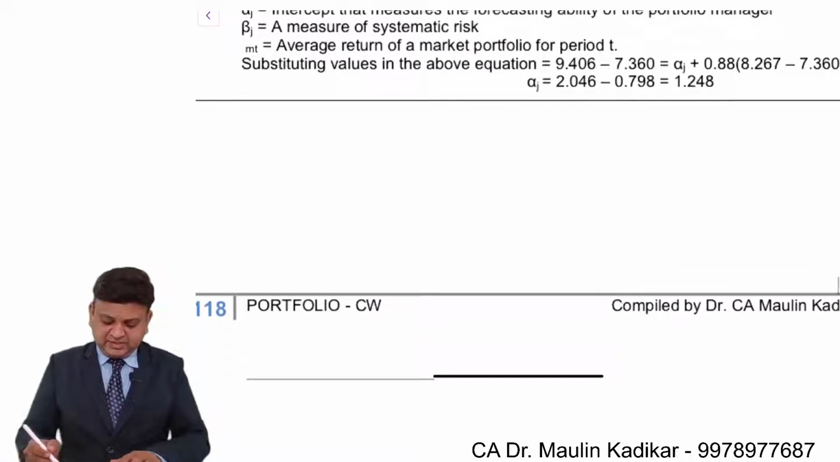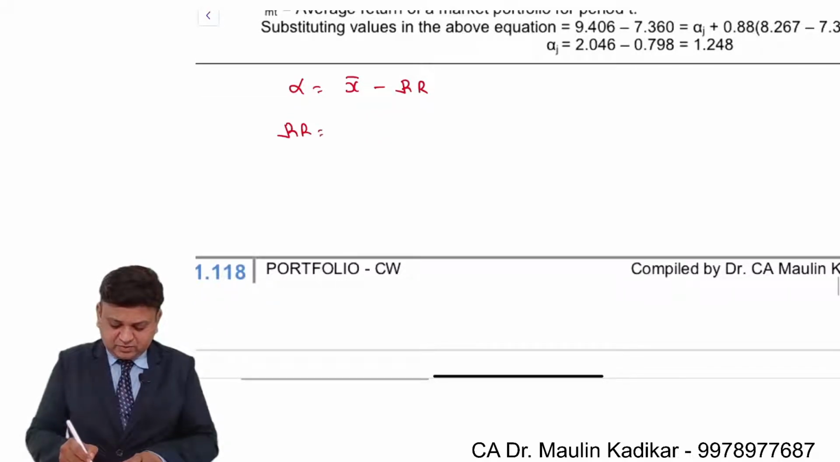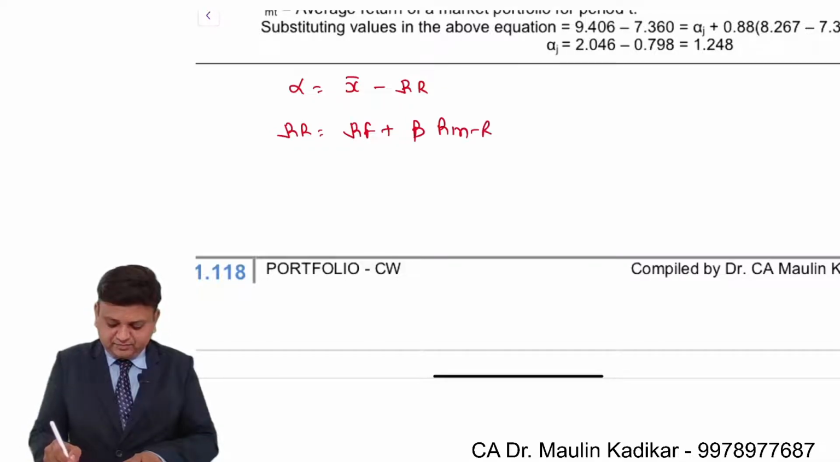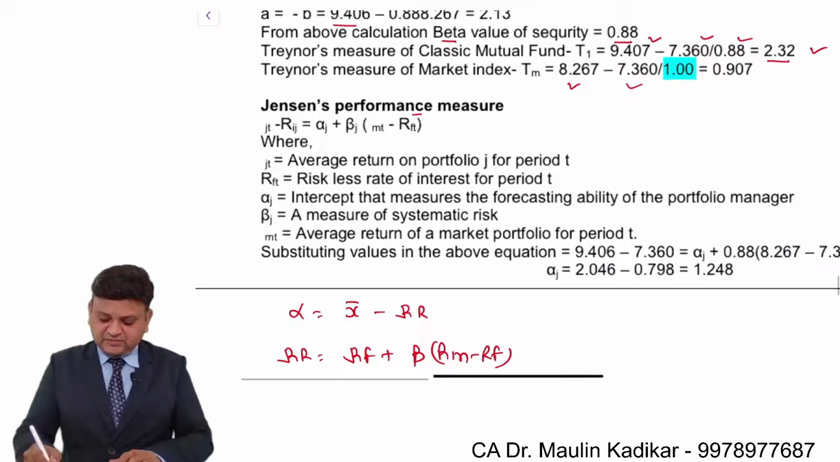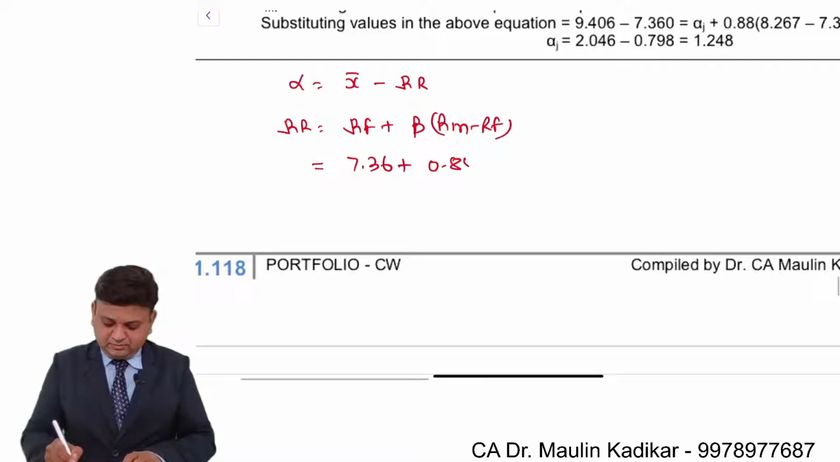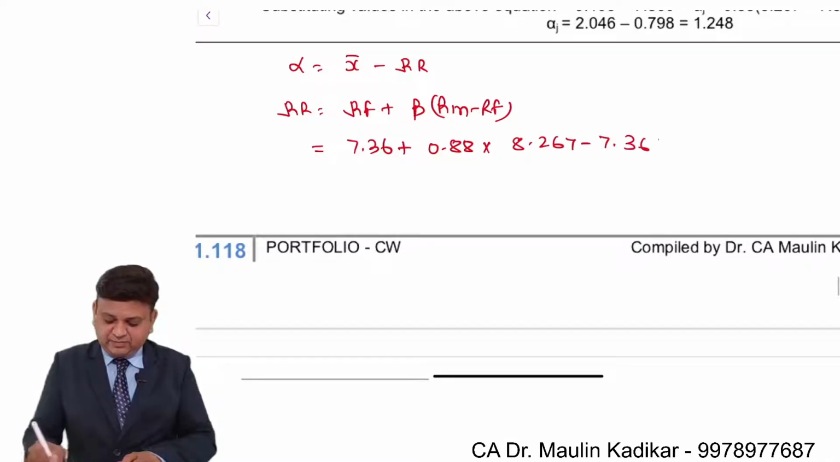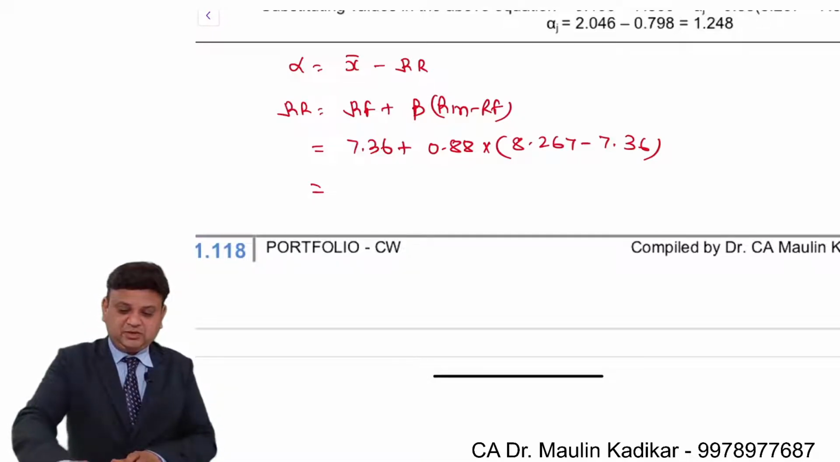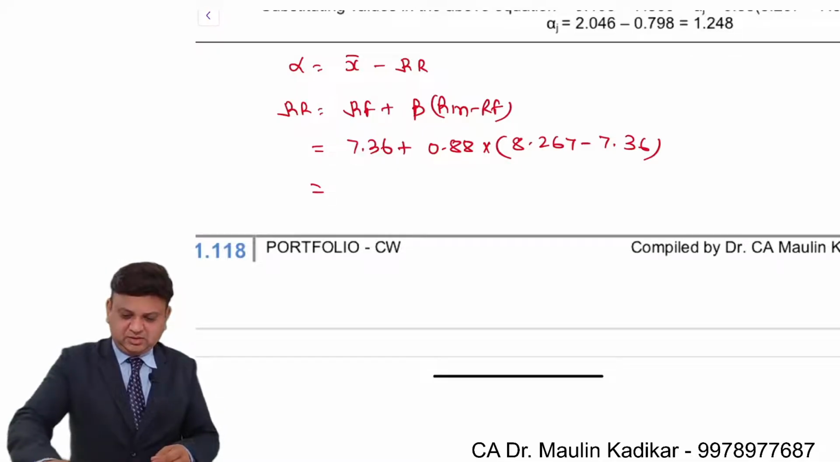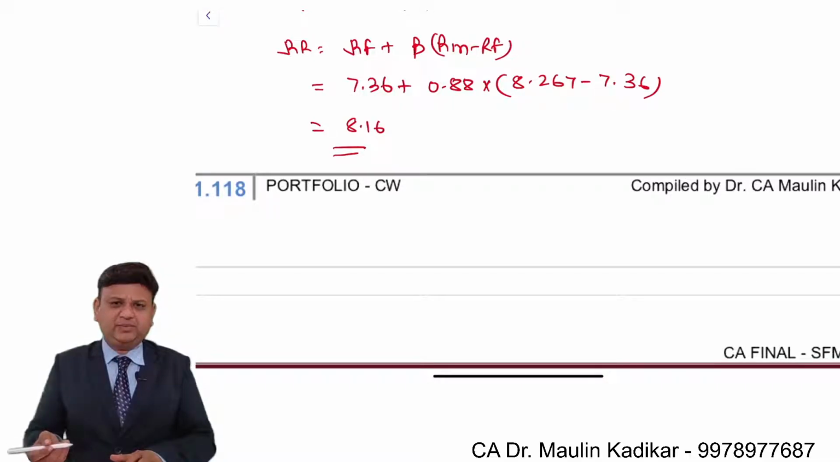Last is the Jensen's alpha. It is calculated as X bar minus required rate of return. Required rate of return is equal to RF plus beta into RM minus RF. This is what we do. So what is the risk-free rate of return? It is 7.36. What is beta? Beta is 0.88. What is the return on the market portfolio? 8.267 minus 7.36. This is the way the required rate of return is calculated. 8.267 minus 7.36 is 0.907, into 0.88 is 0.79816, plus 7.36, so it comes to 8.15816, or we can say simply 8.16%.